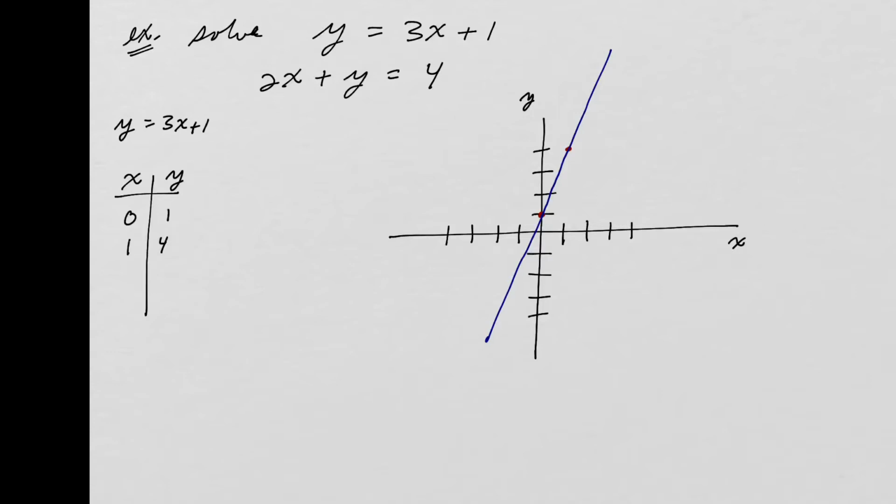Okay, and then I'll do the second equation. So this is the 2x plus y equals 4. So again, pick some easy points. Maybe if x is 0, it looks like y is going to be 4. Right? If I plug in a 0 for x, so I have 2 times 0, 0, plus y is 4, so y must be 4.